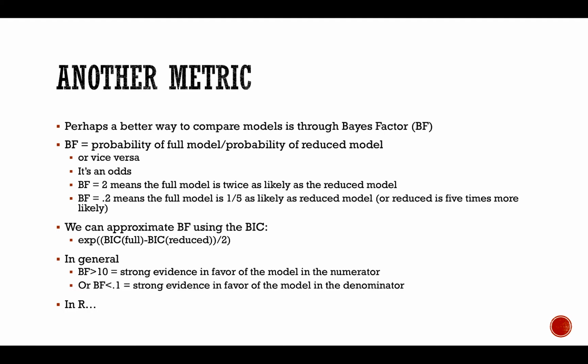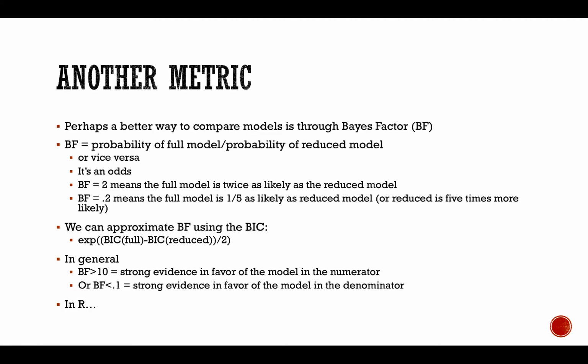I think this is probably just human nature: I have a hard time thinking about 1/5 as likely. I'd much rather see a positive number. So sometimes I can flip those, and I'll show you how to do that in R in a minute. Anyway, that's the basic idea behind the Bayes factor. It turns out that we can approximate the Bayes factor using the BIC, and that is the formula right there.